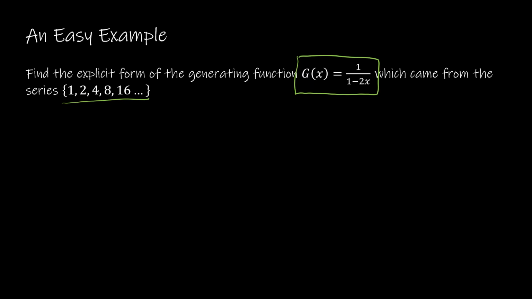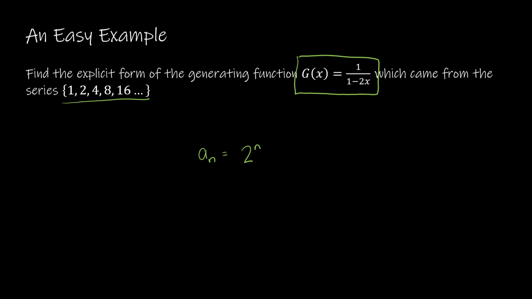Now, why is this one so easy? Well, if you look back at the table that we've just reviewed, we know that if I have 1 over 1 minus 2x, then to find a sub n, which remember, that's what I'm trying to find, my solution is just going to be 2 to the n. So that is, in fact, my explicit function to find the values in this series.